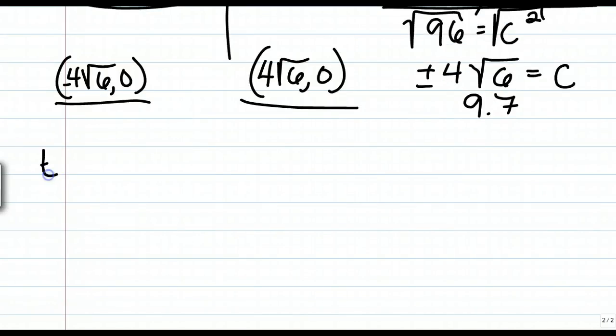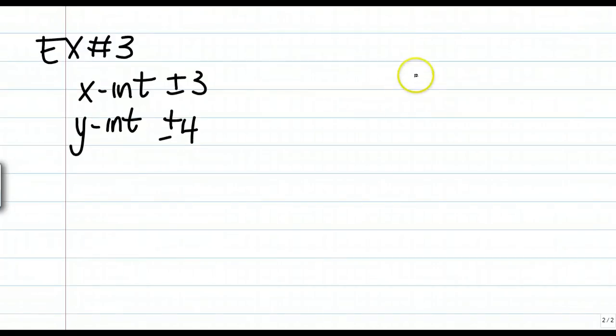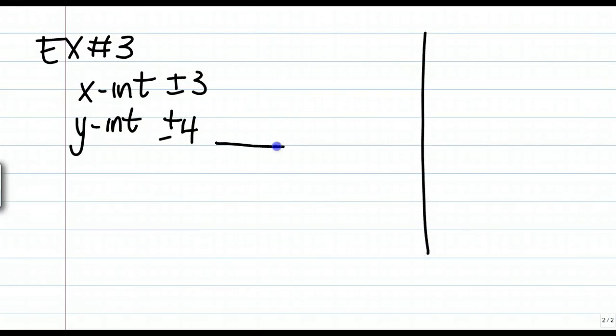Example number 3, I think we're on. Sometimes it might give you your x-intercepts and your y-intercepts and ask you to write an equation. So it might tell you that you have an x-intercept of plus or minus 3 and a y-intercept of plus or minus 4. So let's go ahead and graph that so that we can start writing our equation.